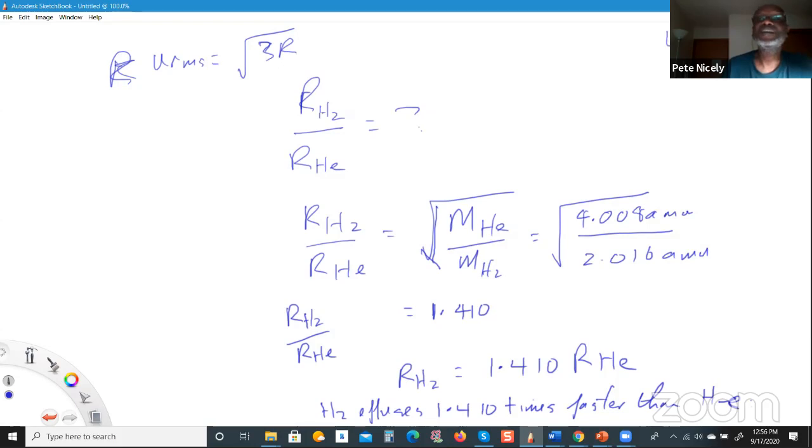Root mean square speed is equal to the square root of 3RT over M. You only use R equal to 8.31 joules per mole Kelvin, and the molar mass is expressed in kilograms per mole if you're going to be using this equation. In this case, it wouldn't make any difference because the units are going to cancel out anyway. So you only use kilograms per mole and 8.31 joules per mole Kelvin when you're using this equation.